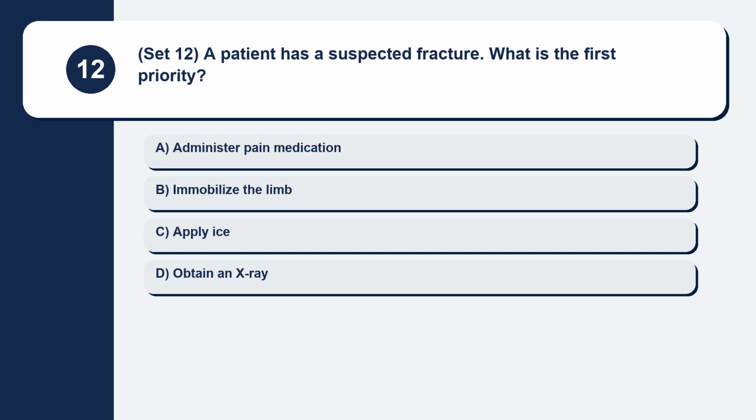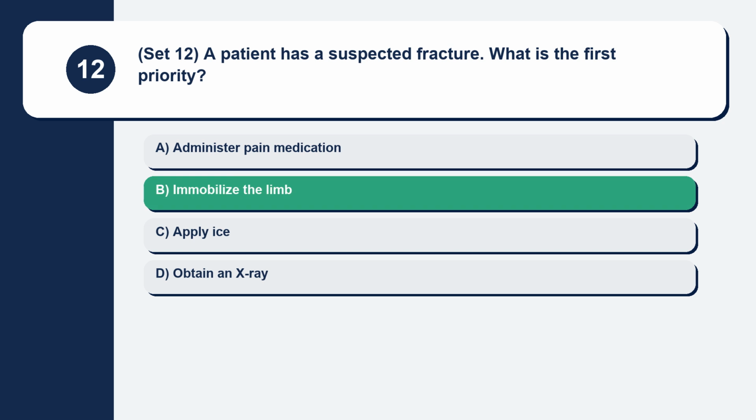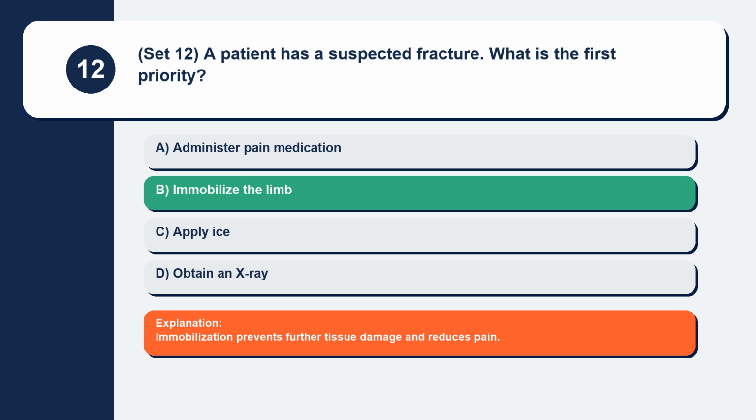Question 12. Set 12. A patient has a suspected fracture. What is the first priority? Administer pain medication, immobilize the limb, apply ice, obtain an X-ray. Immobilization prevents further tissue damage and reduces pain.